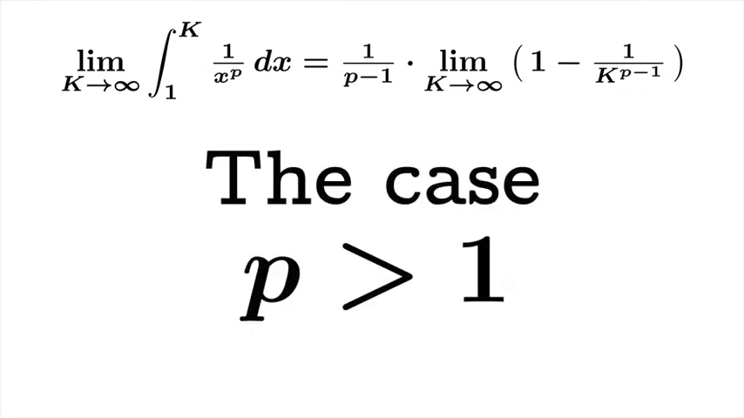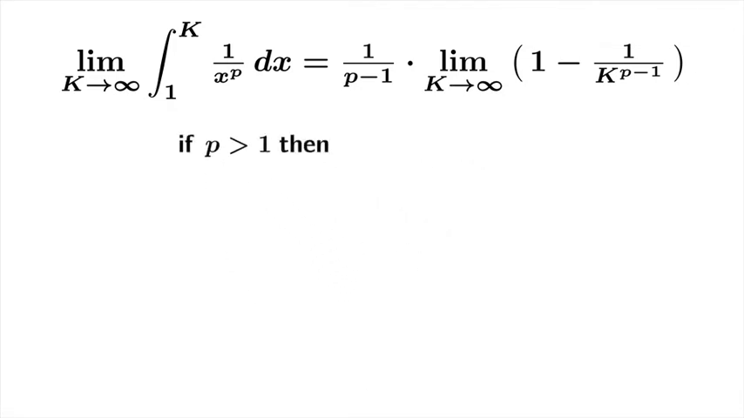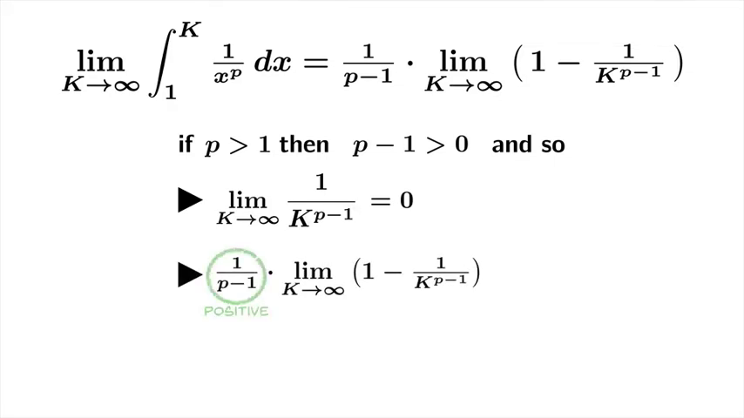This is the case where p is greater than 1. So in this case, p minus 1 is greater than 0, so we can actually attack this pretty directly. So what happens here is the limiting value of 1 over k to the p minus 1 as k goes to infinity. Because p minus 1 is positive, we can see that we're looking at the reciprocal of positive powers of k as k goes to infinity. That limit's 0. And so the whole limit now, this is already positive. That has to converge to 1, and so the total limit is 1 over p minus 1.